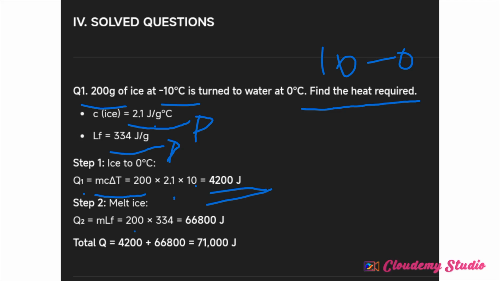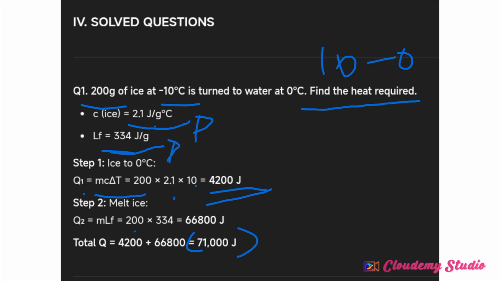They've already given us the capacity, and this thing in your question. So you add both together, you get 71,000 joules. That should make a lot of sense now. So I think we are done with this question.